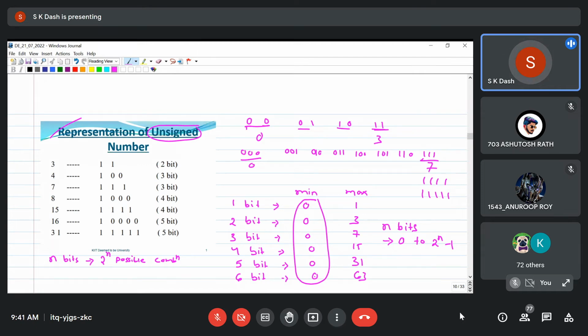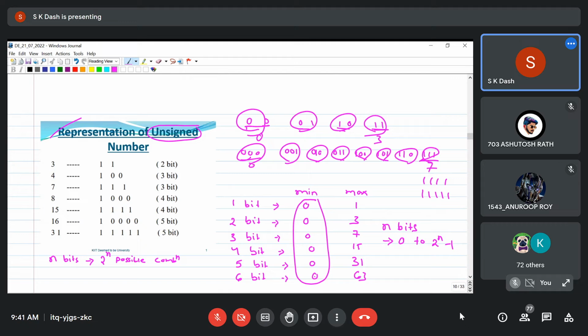If you have 2 bits, 4 possible combinations are there. 3 bits, 8 possible combinations. 4 bits, 16 combinations. 5 bits, 32 combinations. And using this n number of bits, if it is an unsigned number, you can represent from 0 to 2 to the power n minus 1. Okay.